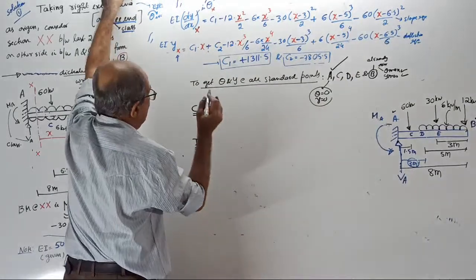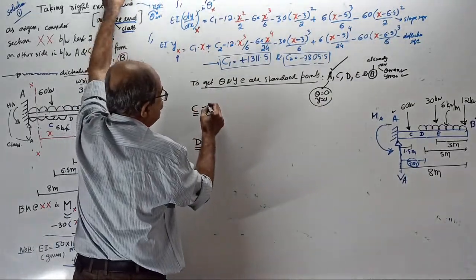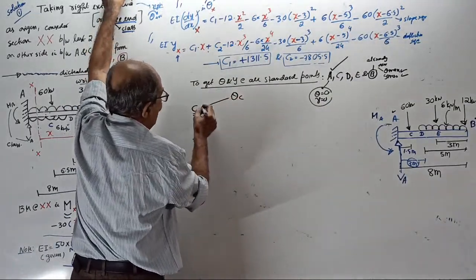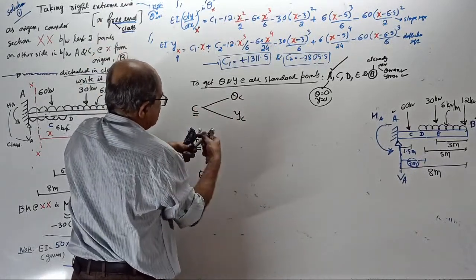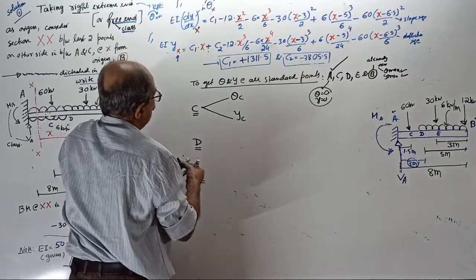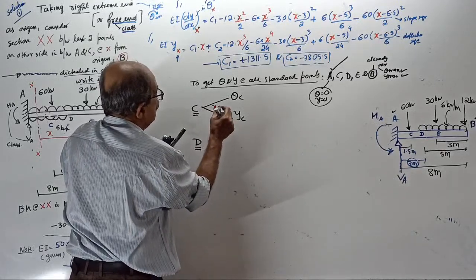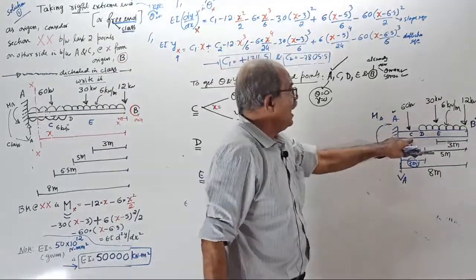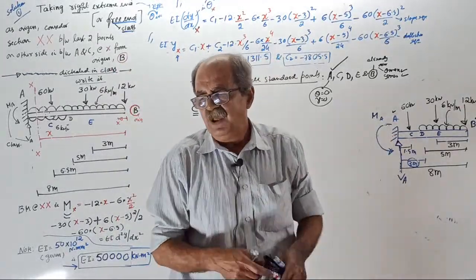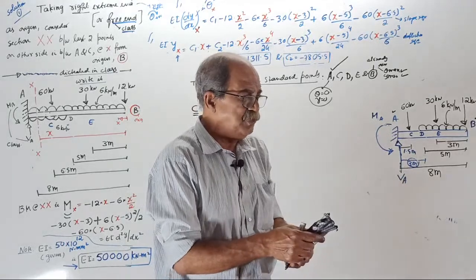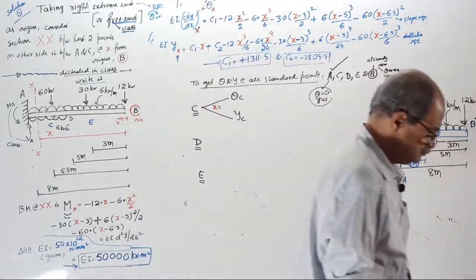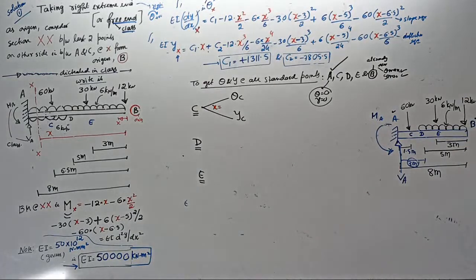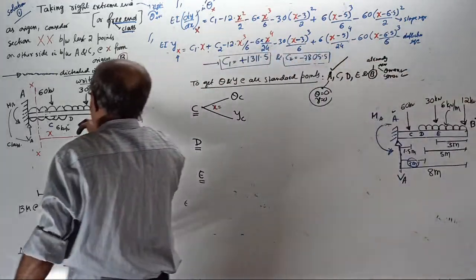See correctly. For finding theta C or for finding yc, tell me what is the x value you have to substitute. To find slope at C and deflection at C, tell me what x value you have to substitute. Fast. What x value you have to substitute to find slope and deflection at C.